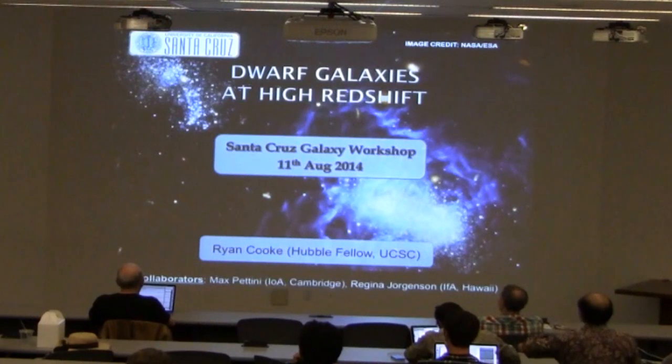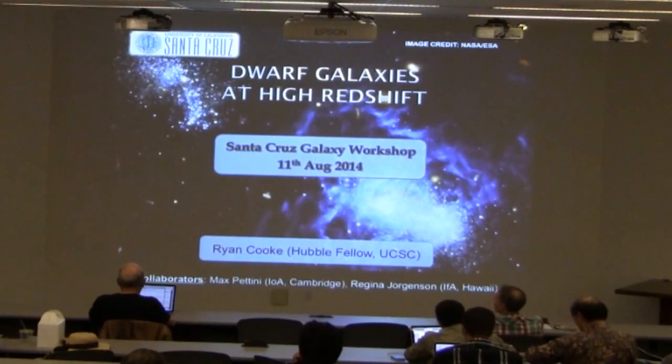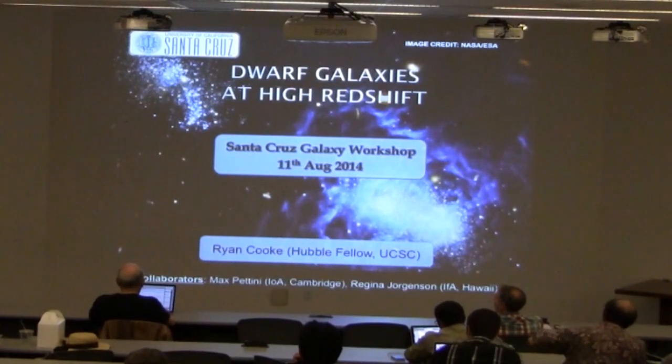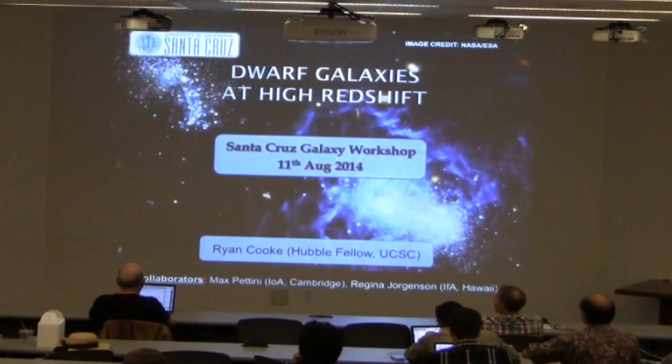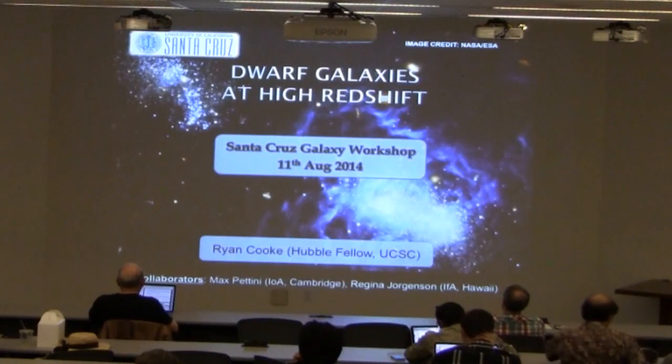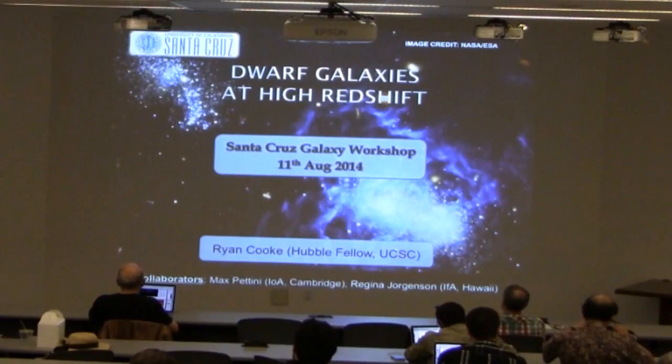For example, we've seen this morning with the community star formation history. You can look at today's stellar populations of these dwarf galaxies and try to infer something about their star formation history at high redshift. You can also, by looking at individual member stars, measure the chemistry or chemical evolution of these low mass galaxies and try to infer something from there about the star formation history.